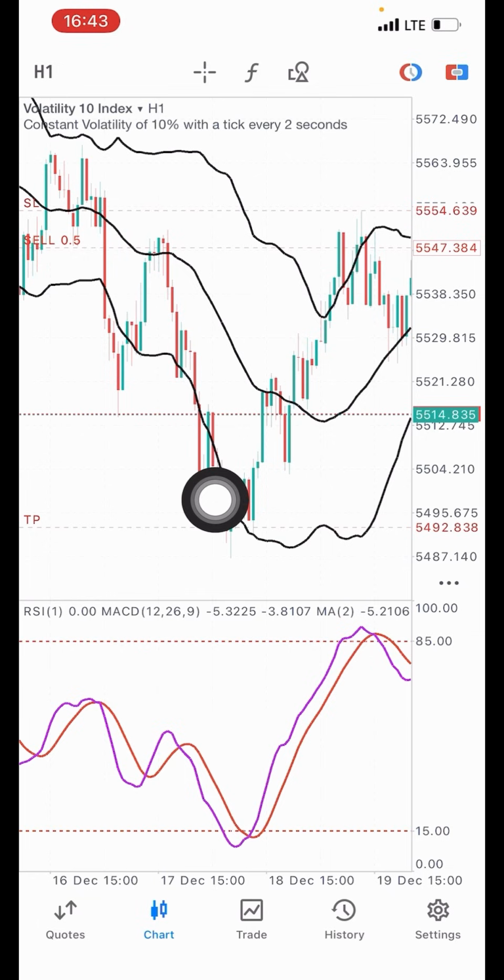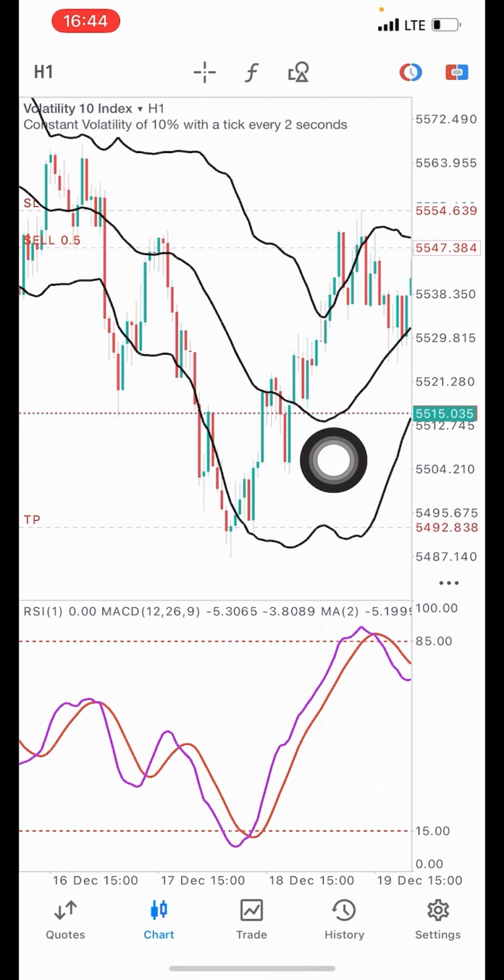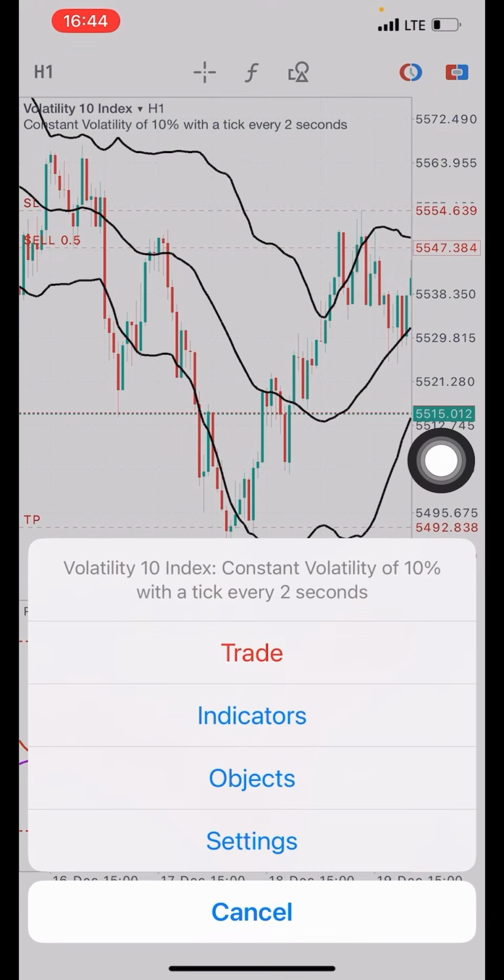So you are going to see that price is going to break back into the third Bollinger Band line. It's going to break above it and then close. You want to make sure that the candlestick is closing above it. Once you get the confirmation that price has gone back into the Bollinger Band and then closed inside it, what you do is that you mark this structure here.